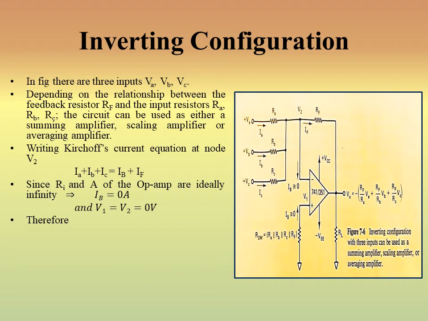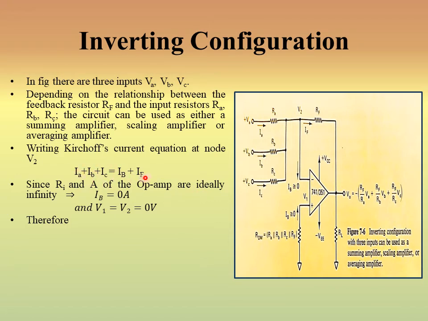Now we'll put the values of IA, IB, IC and IF using the figure. So what will be IA? IA will be VA upon RA. What will be IB? VB upon RB. And what will be IC? VC upon RC. So we can place the values of these.